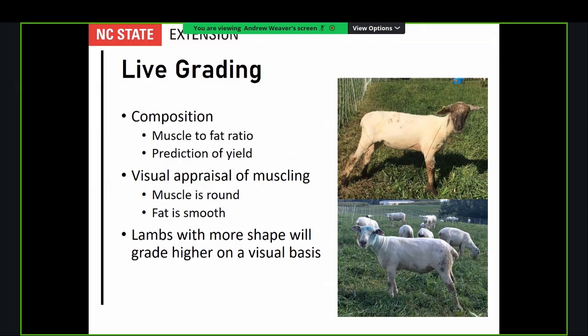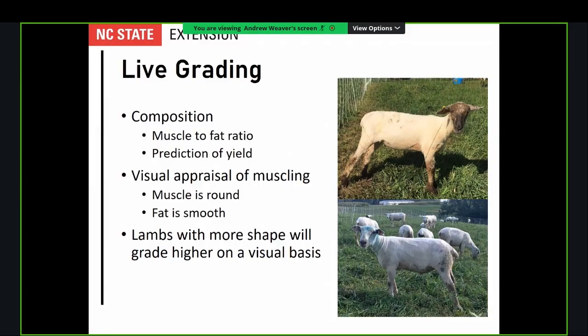Muscle is round, fat is smooth. So the more shapely an animal is, the more curvature they have, the rounder they are, generally we think of those animals as being heavier muscled. Fat is smooth, fat fills in all the gaps. So an animal that's very smooth, that's kind of shapeless, would be an animal that tends to be fatter and lighter muscled. We have trained graders grading these animals and sorting them into groups based on grade, and it's all visual. No measurements are done on the actual carcass on the back end, especially on a non-traditional basis.